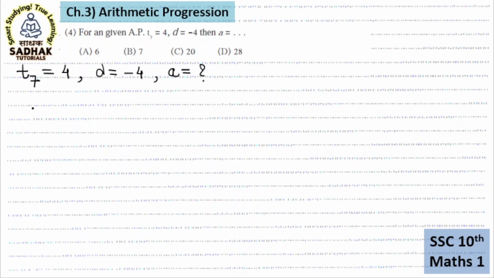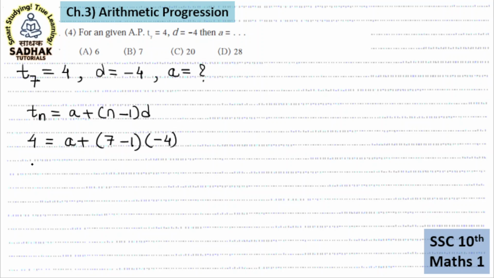For this particular sum, we will use the formula of Tn. Tn is equal to A plus n minus 1 D. This formula we will use because in this n is equal to 7 and D we can take as minus 4. So Tn will be 4. A we have to find out. N we will take as 7 minus 1 and D will be minus 4.